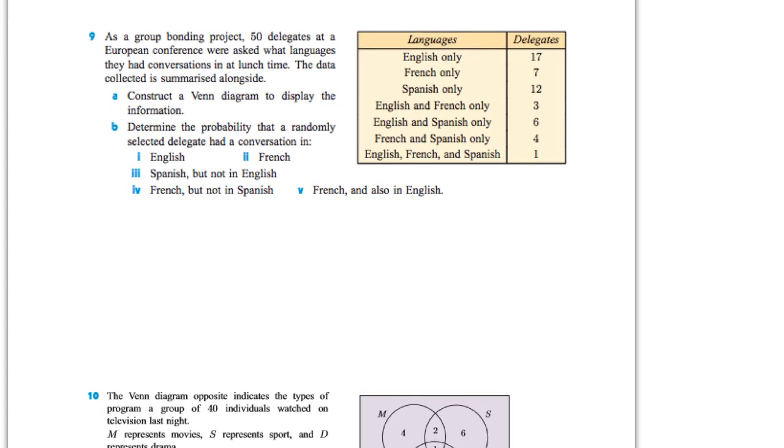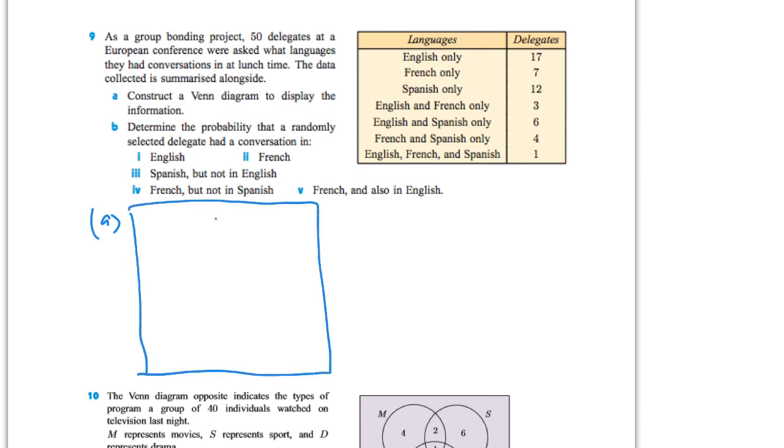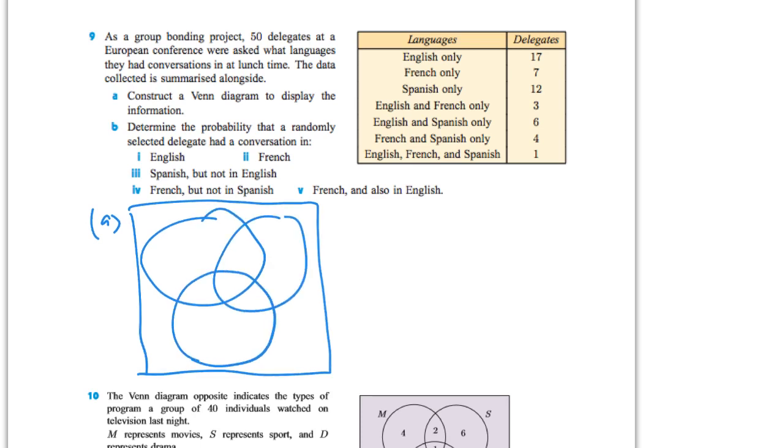Number 9 here. Okay, in a group bonding project, 50 delegates at a conference are asked what languages they had conversations in at lunchtime. The data are summarized. Part A, construct a Venn diagram. So I see they mentioned 3 languages, so I'll need a 3-circle Venn. Also, a couple of chapters ago, we learned if they use the word only, then they're only talking about one region, so they're not going to have to do anything by subtraction.